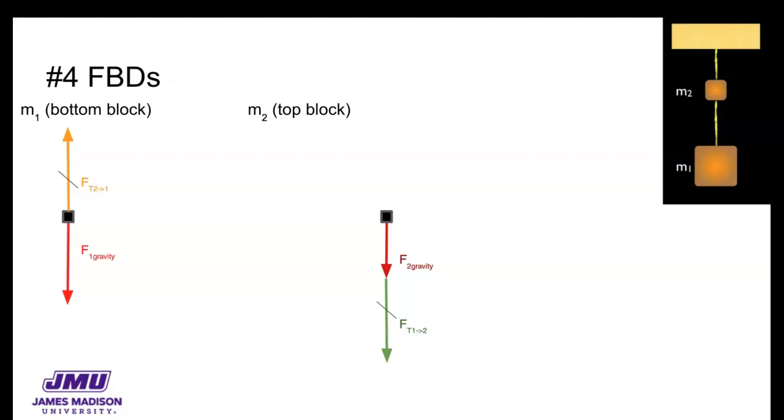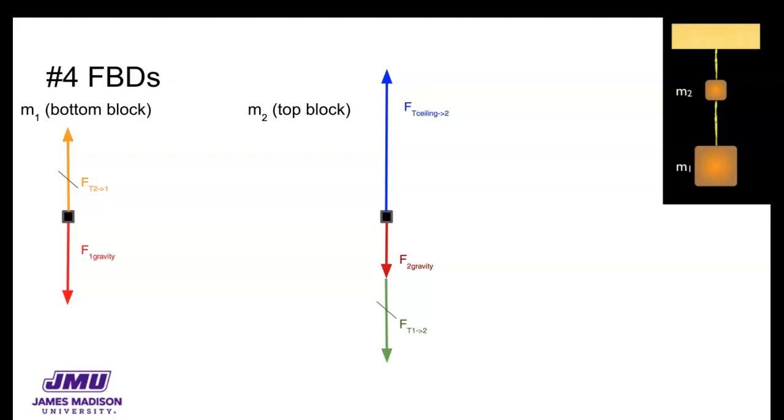Mass 2 I'm looking at has another tension force acting on it. That's what's holding it up. Mass 2 is being held up by the tension force between the ceiling and mass 2. And that has to be a larger force because it needs to be able to counteract not only the force of gravity pulling down on mass 2, but also the tension force pulling down on mass 2.